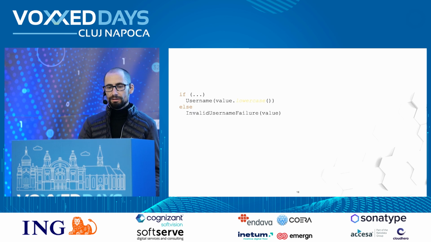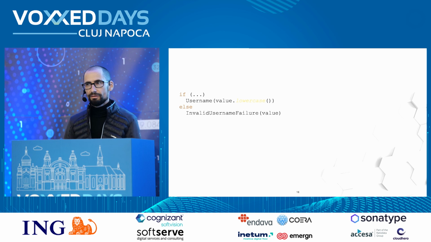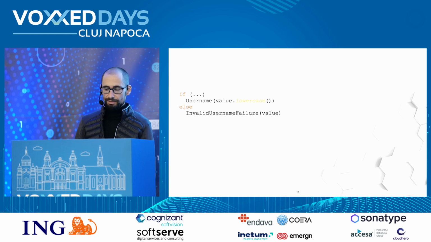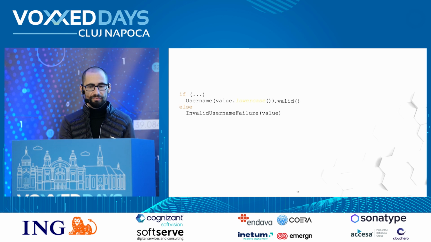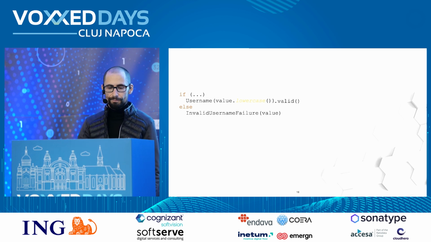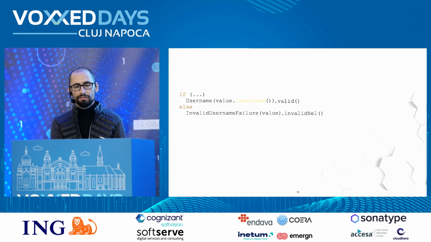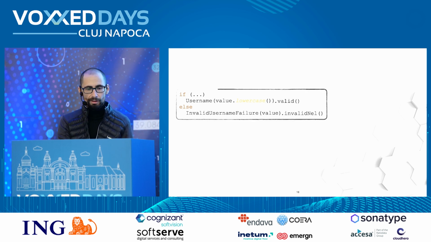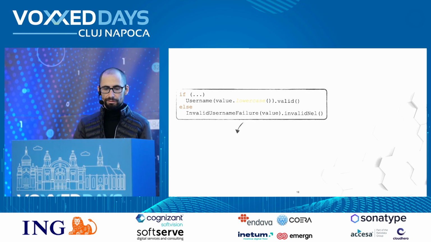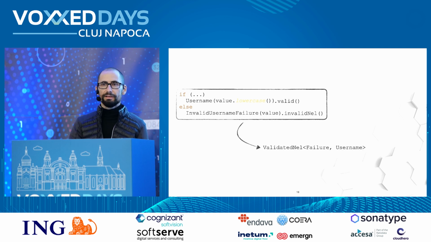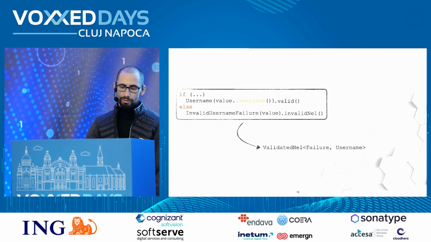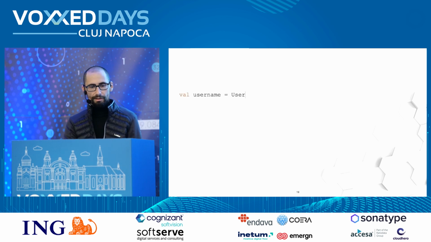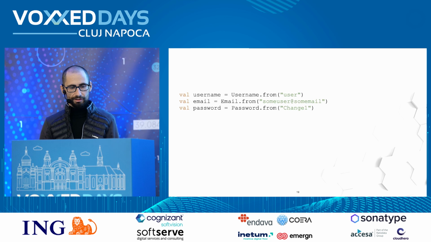Now that we've done this, we need to somehow lift our types inside Validated, and there are extension functions in Arrow for that. For the valid part, it's just .valid, and it will return a Valid of Username. And for invalid, we're going to use invalidNel because we want to turn it into a non-empty list. And right now, if we look at this snippet, what it will return is going to be a ValidatedNel of Failure or Username. Now we've written our domain validation.